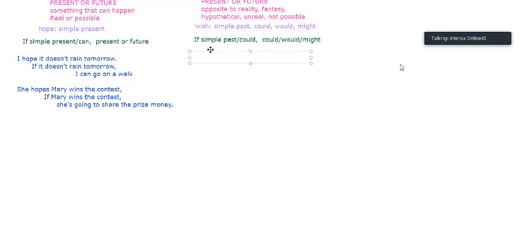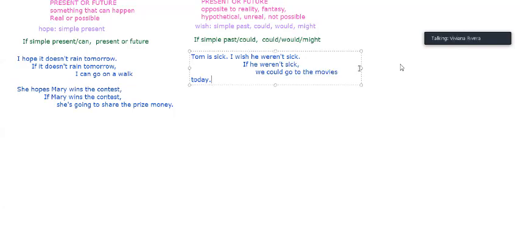Here we have to be careful because it does change a bit. For example, the situation is Tom is sick. I wish he weren't sick. So if he weren't sick, we could go to the movies today. I want to leave space for past. Let's look at another example.